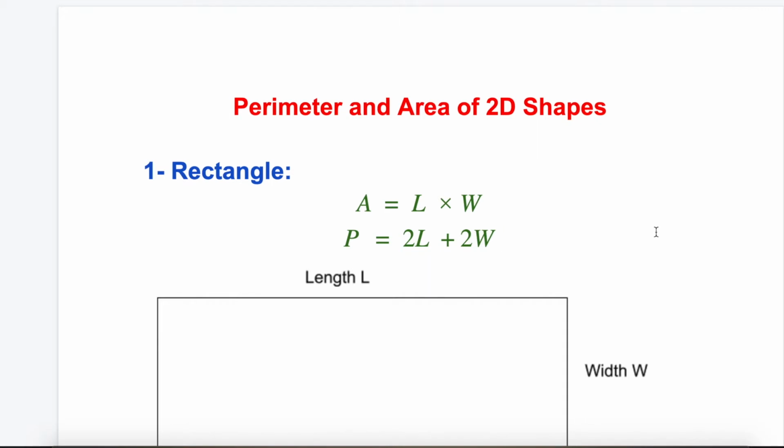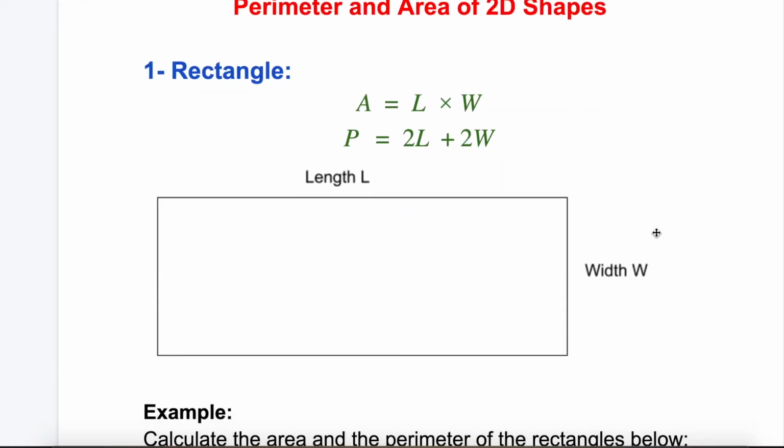So let's start with a rectangle. Every rectangle has 4 sides. Every 2 opposite sides are congruent, so it has 2 lengths and 2 widths. So the area of a rectangle equals length times width. You can memorize it like a law.